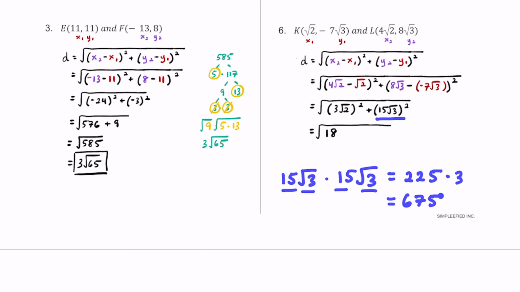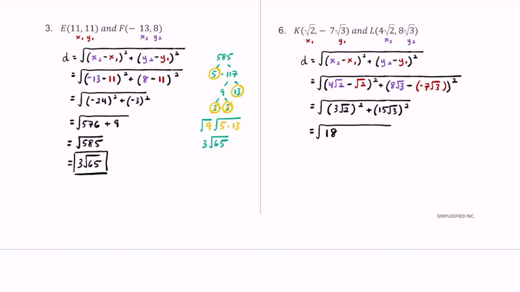So let's go ahead and write that inside the radical here. Okay, so we're going to say plus 675. Next, we're going to go ahead and add 18 and 675, and that's going to be 693. And now this is the distance between K and L, but let's see if we can find some perfect square factors hidden inside of it so we can break this down a little bit.